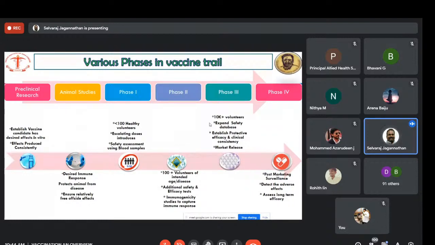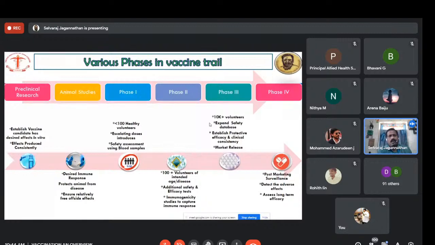That is animal studies, in vivo. Doing the animal studies, we get some desired immune responses, and the vaccine is able to protect the animal from the disease. We inject the animals for antibody development. After the antibody development, we challenge them with the particular pathogenic viruses or bacteria, and it leads to protection. That is animal studies in vivo.